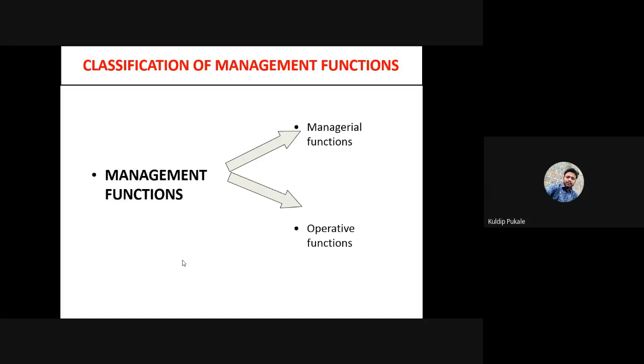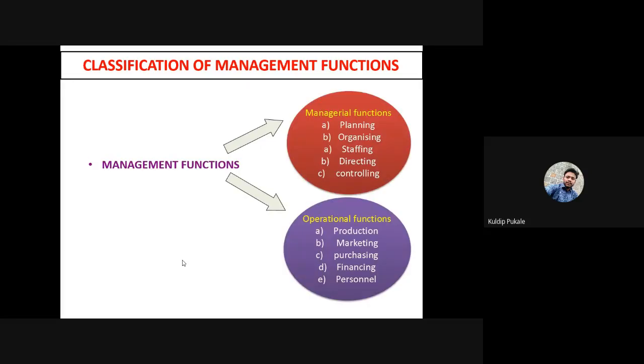There are two types of management functions, that is managerial functions and operative functions. In managerial functions, planning, organizing, staffing, directing, and controlling actions will be done. And in operational functions, there are production, marketing, purchasing, financing, and personnel. The first five are the higher authority level, top level management functions. Operational functions, production, marketing, purchasing, financing, and personnel, are the bottom level functions, because planning, organizing, recruiting of staff, directing, and controlling are the top level management issues, and these are below that.